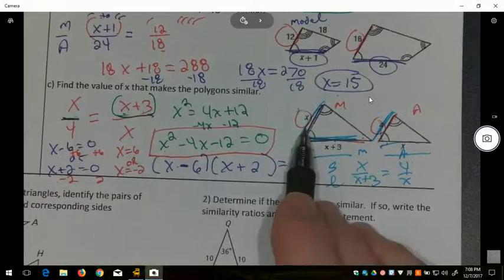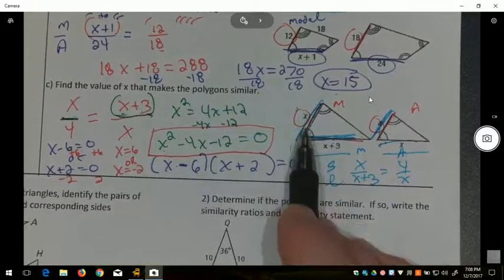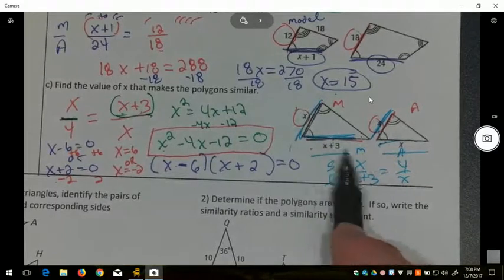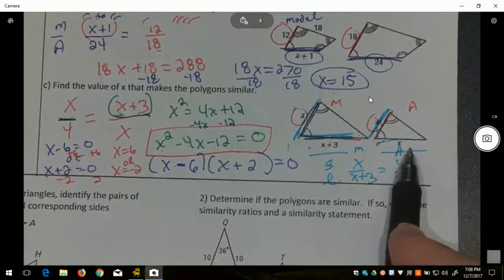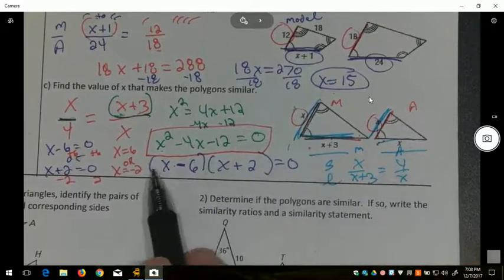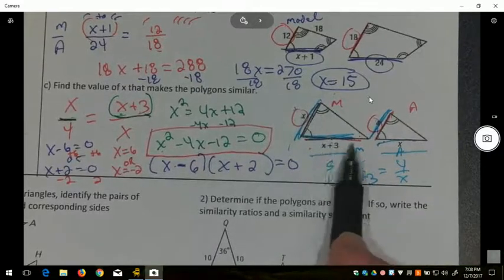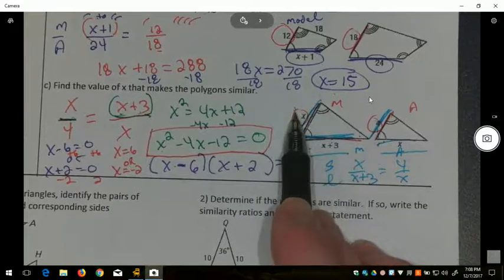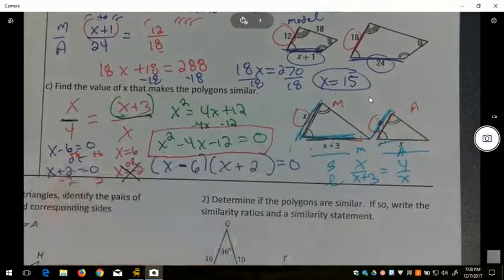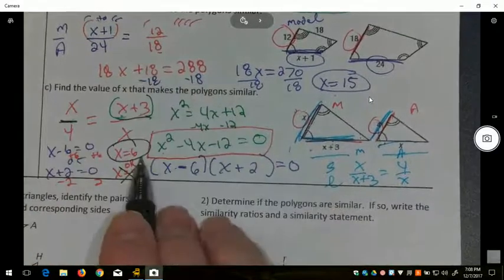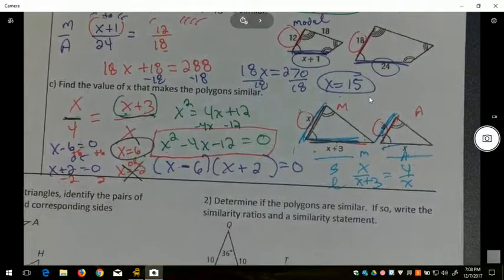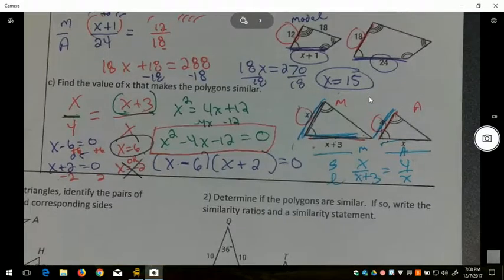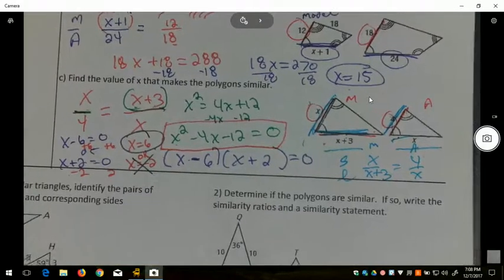Well, if I plug in 6, I can have a side length of 6 here, and a side length of 9 here, and a side length of 6 here. My proportions will work out. Here, if I plug in negative 2, this works out, giving me 1, but this and this, I can't have a distance be a negative value. So that's what we call an extraneous solution. The only solution for this is that x equals 6, for the triangles to have real sides, not negative lengths for their sides.